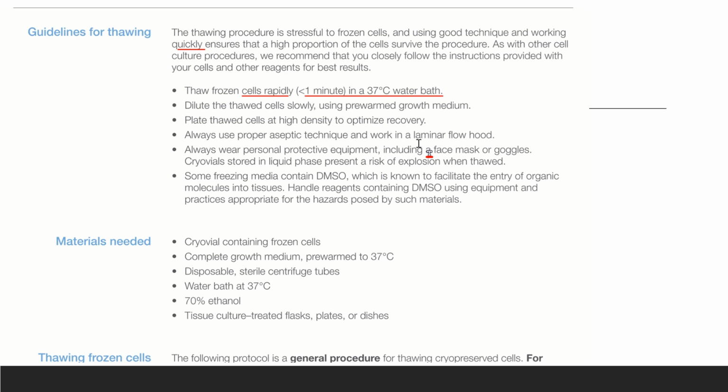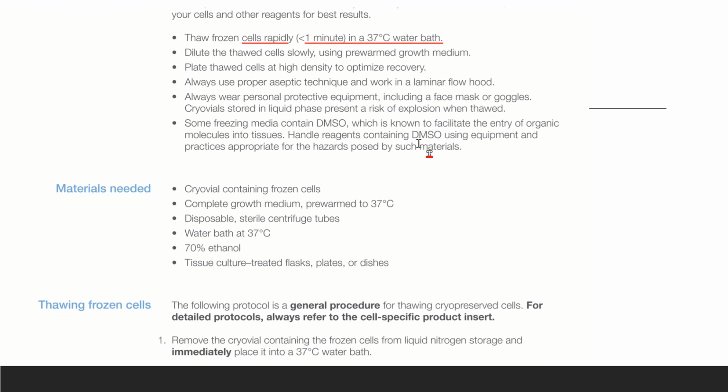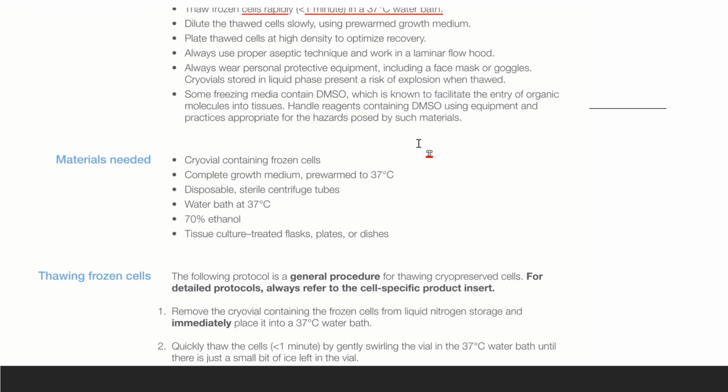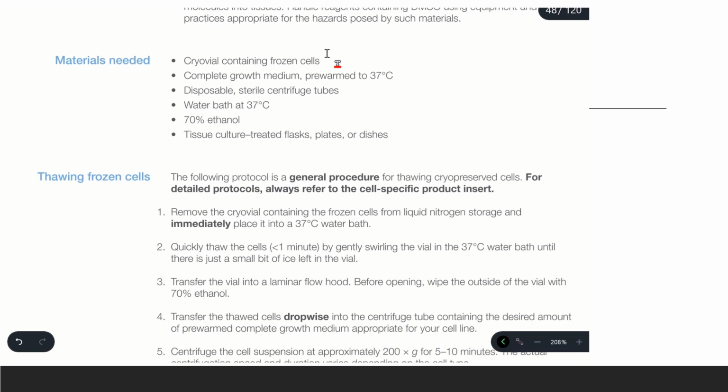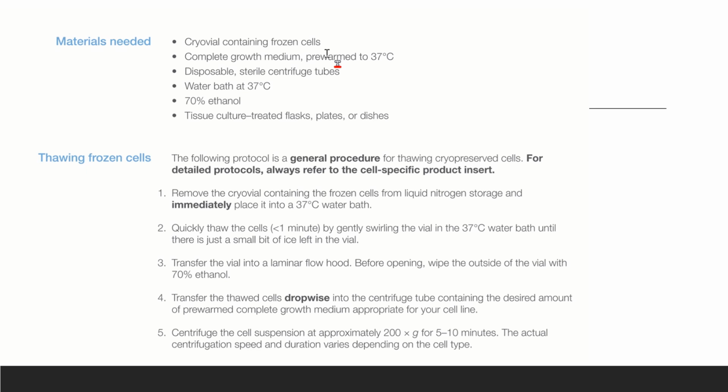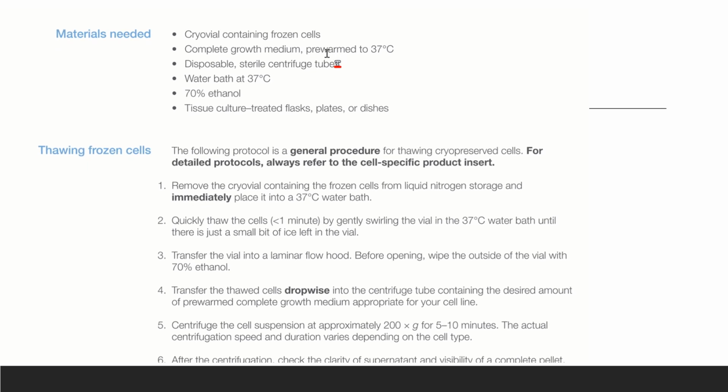Always use proper aseptic technique. Wear your PPE. Some freezing media contains DMSO, which is known to facilitate the entry of organic molecules into tissue. Handle reagents containing DMSO using appropriate equipment and practices. Basically, we usually remove the DMSO, but for some cell lines, you're not supposed to. You're supposed to just seed because it's actually less harmful. We have to go based off of what the company recommends.